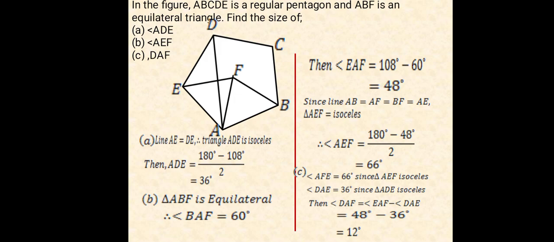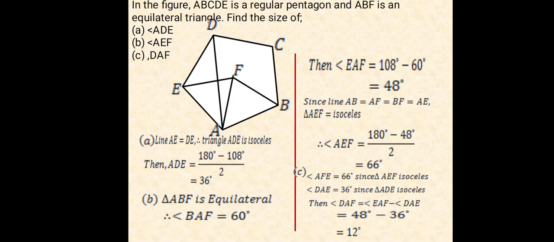In the figure, ABCDE is a regular pentagon and ABF is an equilateral triangle. Find the size of ADE, AEF, and DAF.